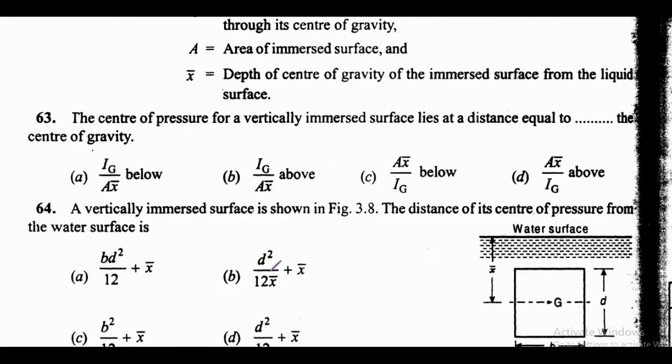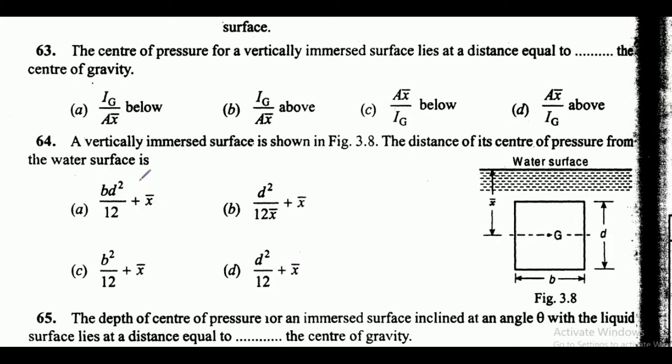Next is here question number 63. The center of pressure for a vertically immersed surface lies at a distance equal to dash the center of gravity. Here friends, these are the options and here correct answer is option A, that is Ig upon A x bar below. Next is a vertically immersed surface is shown in figure. In this figure friends, the distance of its center of pressure from the water surface is. Here friends, these are the options and here correct answer is option B, that is d square upon 12 x bar plus x bar.